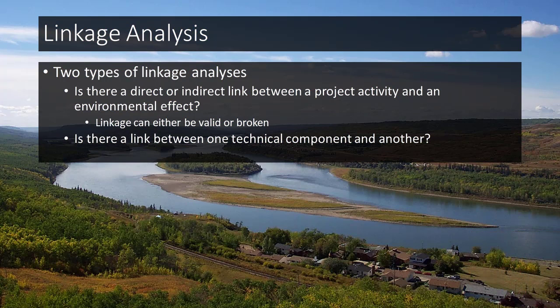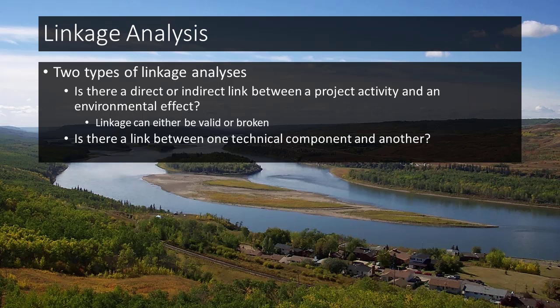What a linkage diagram tries to answer is: is there a direct or indirect link between a project activity and an environmental effect? So if you build a dam, is there going to be a direct linkage between building that dam and a VEC? Obviously there is, since it's a VEC, but it's nice to show what that pathway is and be a little more specific. So these are a bit more specific about what type of effect we're going to be considering.